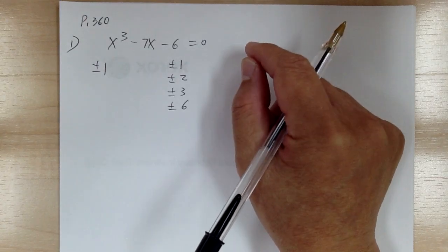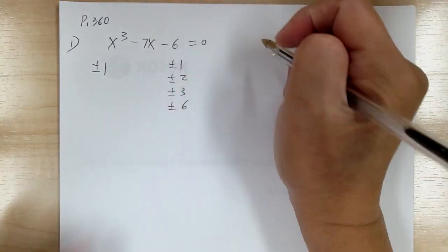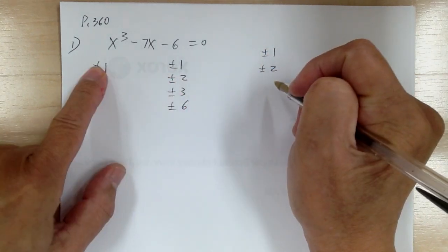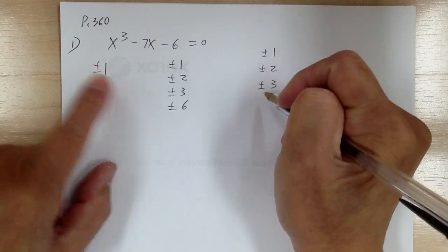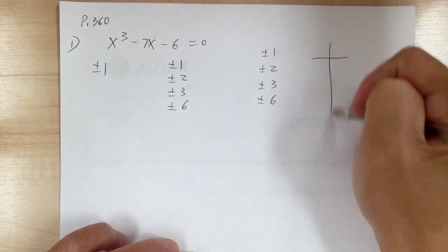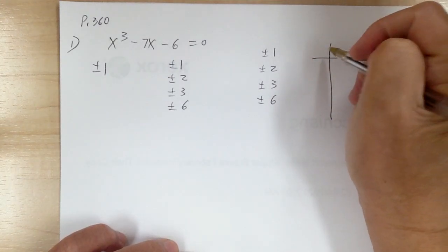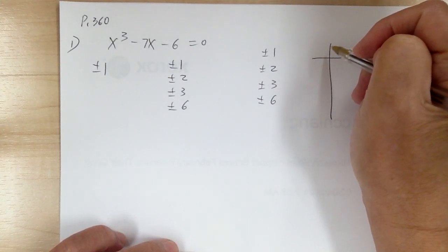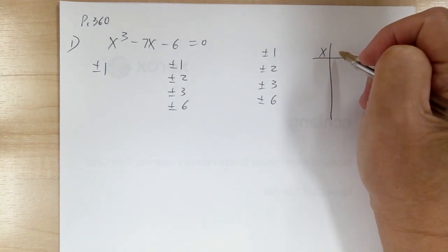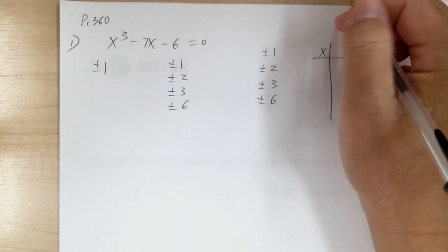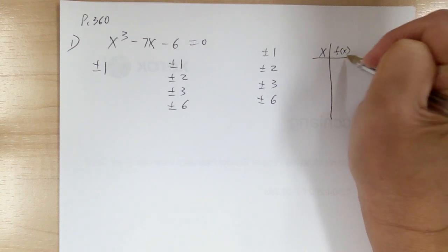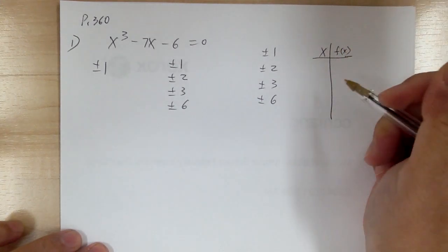So all the possibilities you want to try would be plus or minus 1, plus or minus 2, right? This over this will be plus or minus 3, and this over this will be plus or minus 6. So you want to make a table of the numbers that you try. This would be the x, and this would be the f of x, so you want to keep track.